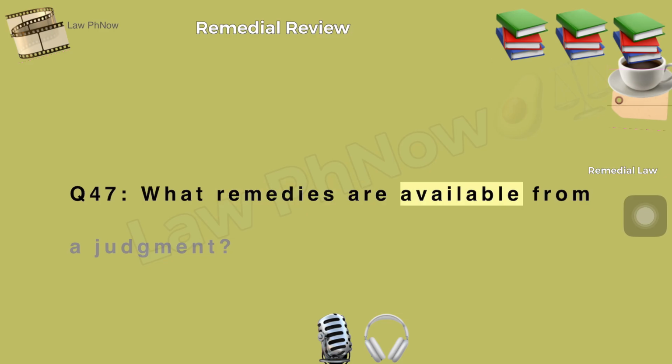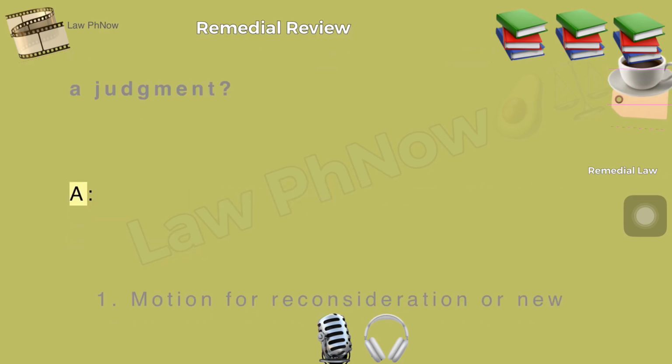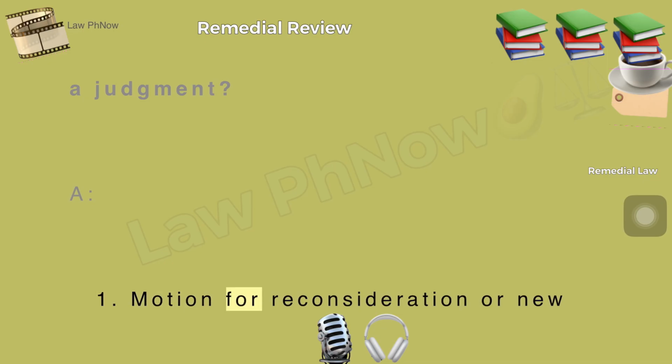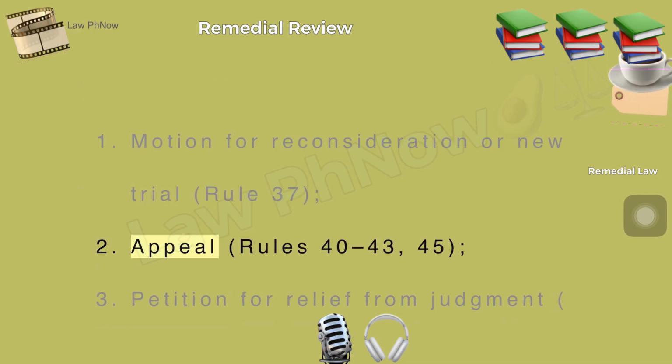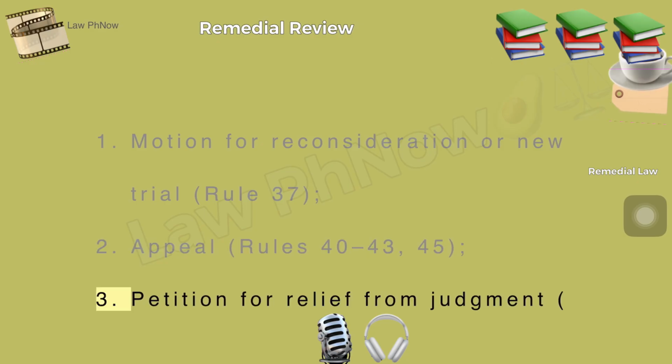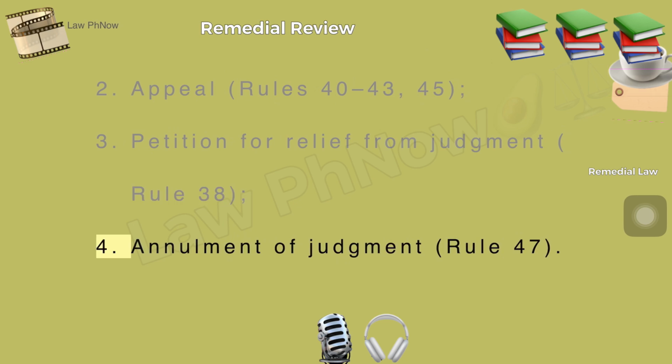Q47. What remedies are available from a judgment? A. 1. Motion for reconsideration or new trial, Rule 37. 2. Appeal, Rules 40 to 43 and 45. 3. Petition for relief from judgment, Rule 38. 4. Annulment of judgment, Rule 47.